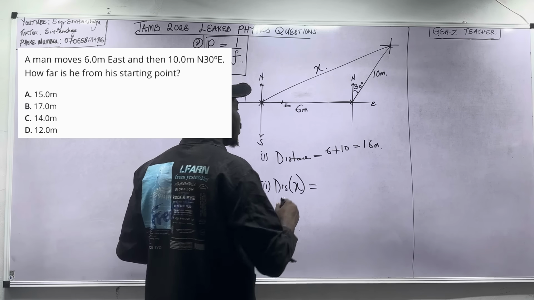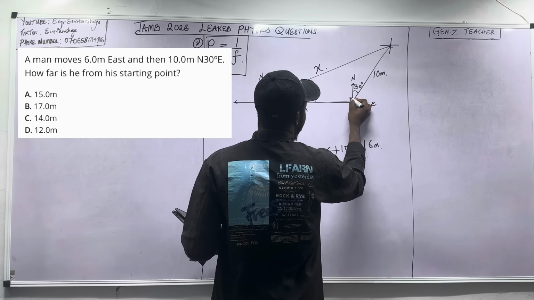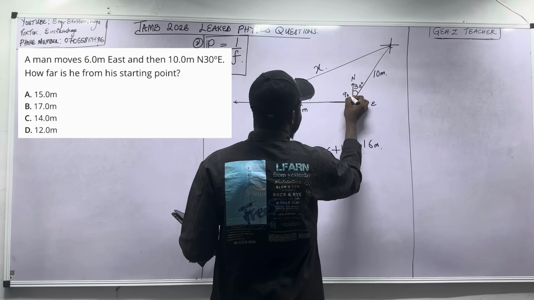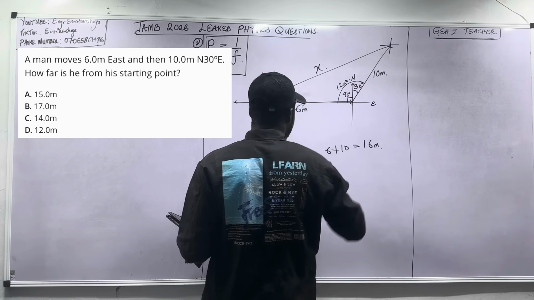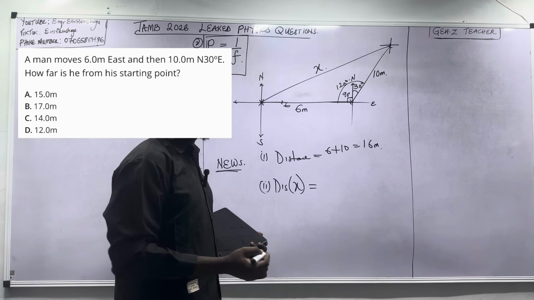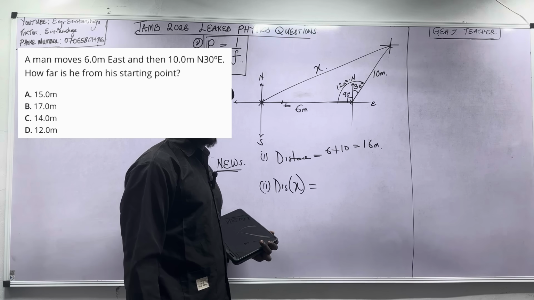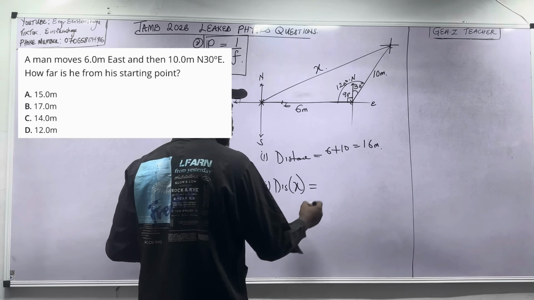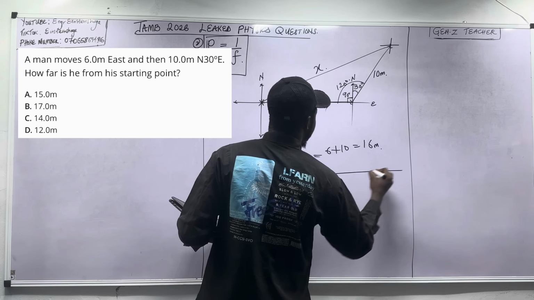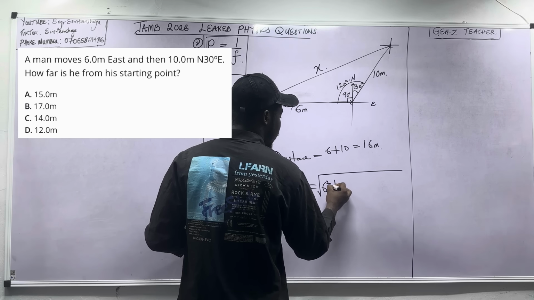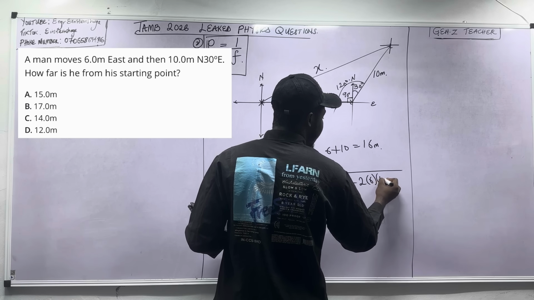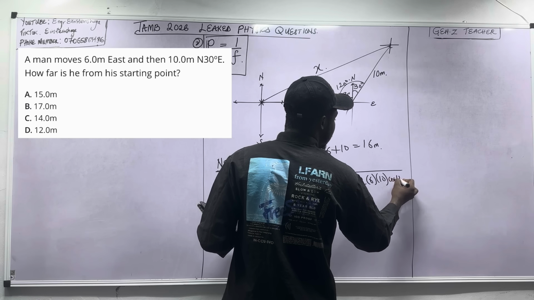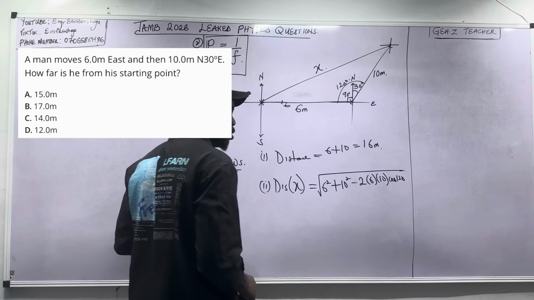Now quickly, we know that since this angle is 30, the angle you should have here normally should be 90 degrees. So everybody here should be 120 degrees. You're going to apply the cosine rule to find the displacement. What does the cosine rule say? We're going to say the square root of 6 squared plus 10 squared minus 2 times 6 times 10 times cos 120. This is the cosine rule.